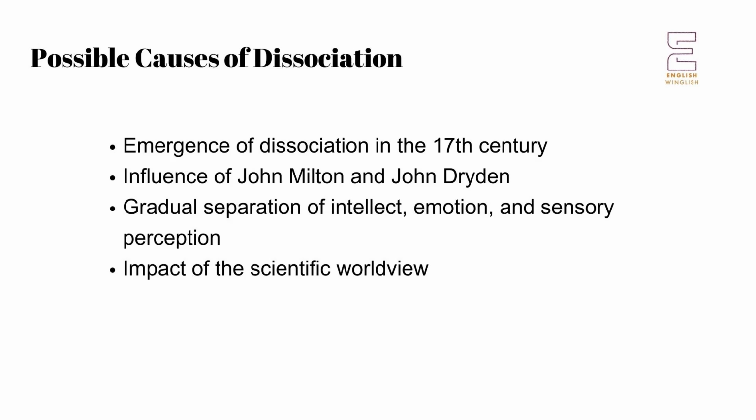According to Eliot, the dissociation of sensibility took root in the 17th century and was perpetuated by the influence of John Milton and John Dryden. He suggests that during this period, there was a gradual separation of intellect from emotion and sensory perception in poetry. This dissociation led to a decline in the integrative poetic sensibility displayed by the metaphysical poets.